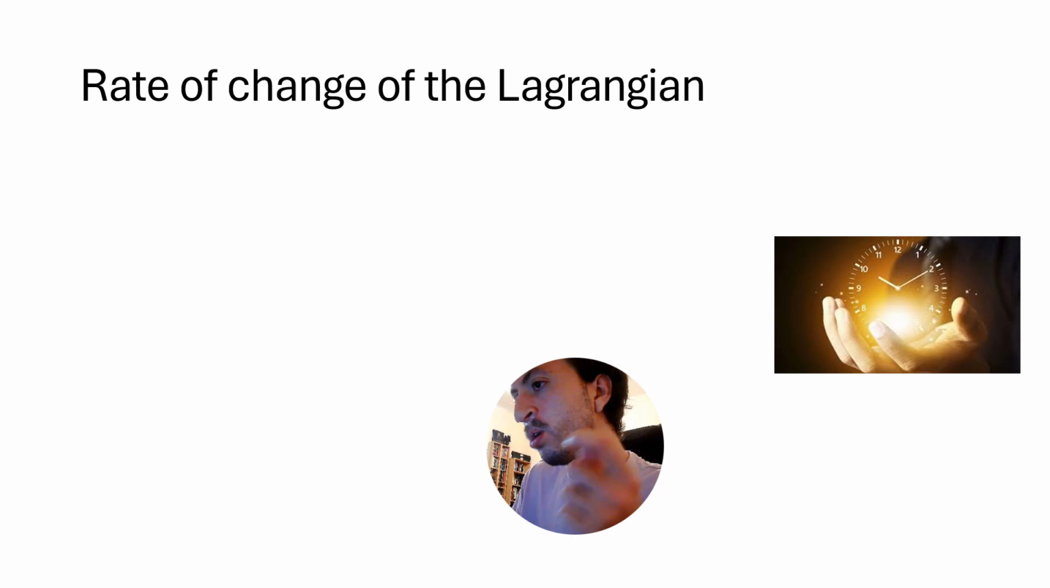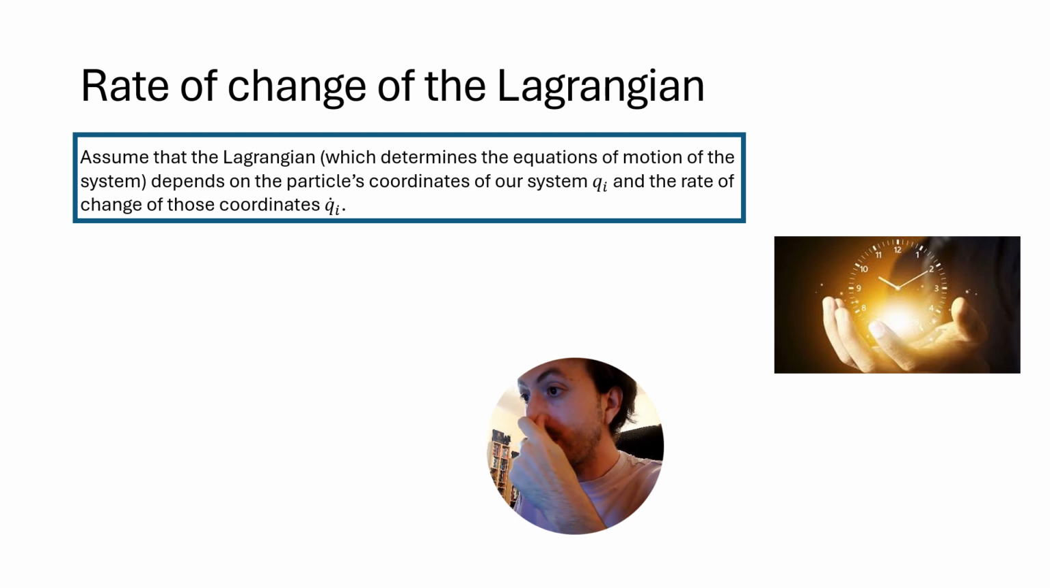But the Lagrangian itself is the difference between kinetic and potential energy. And so if we consider the time derivative of the Lagrangian, we need to think of what the Lagrangian depends on. So the Lagrangian, being the difference in kinetic and potential energy, generally depends on position, which in its generalised form has the symbol Q.